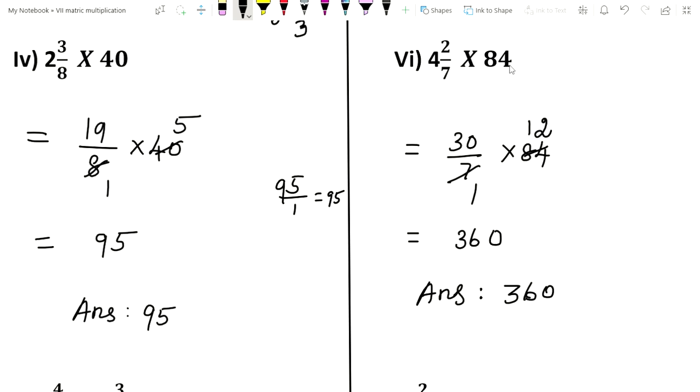4 2/7 into 84. It is in the form of a mixed fraction, so you have to convert it into an improper fraction. 4 sevens are 28, 28 plus 2, 30. 30 by 7 into 84. 7 ones are 7, 7 twelves are 84. After that, you multiply the numerators. 30 into 12, you get 360. So what is the answer, children? 360. You understand, children? Let's move on to the next question.